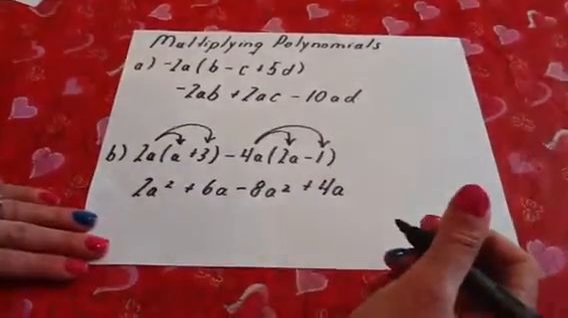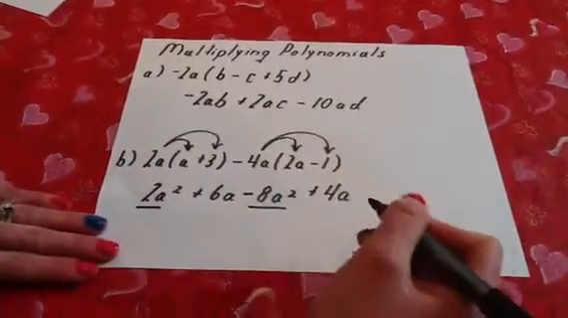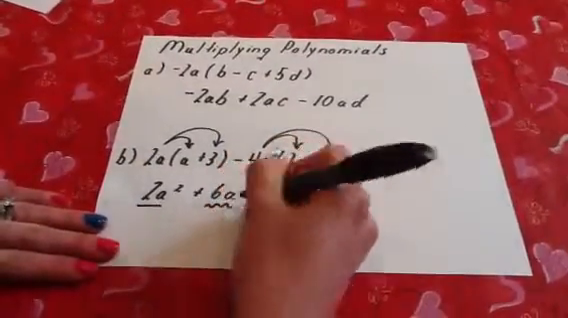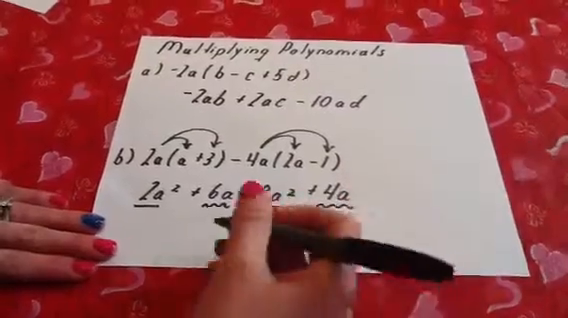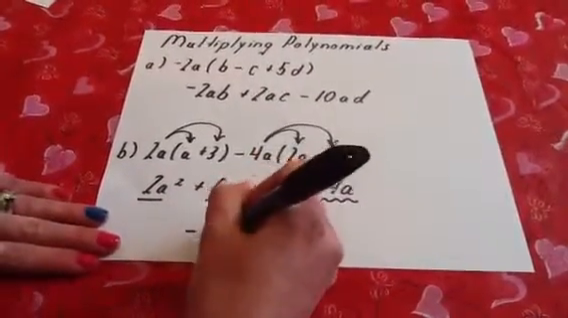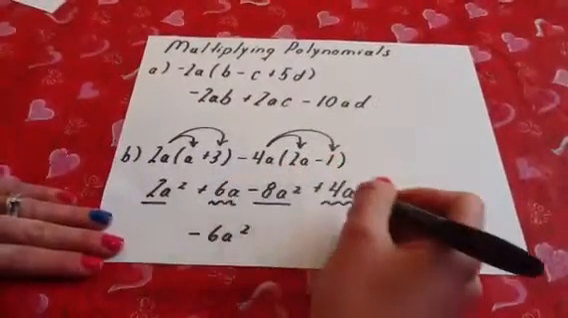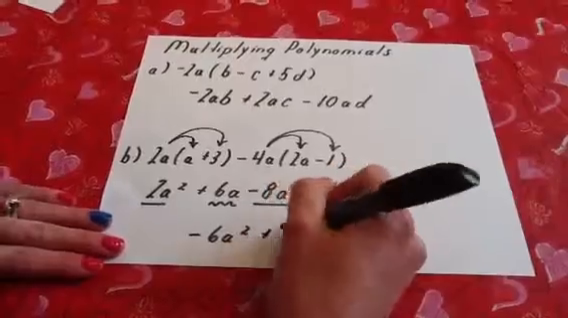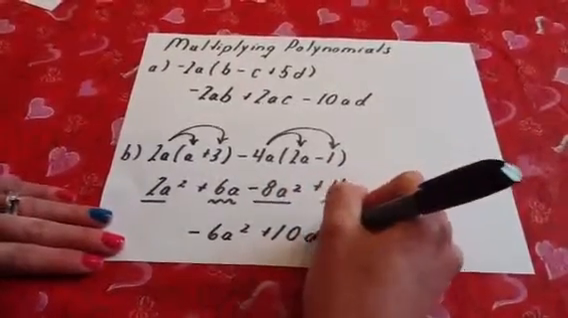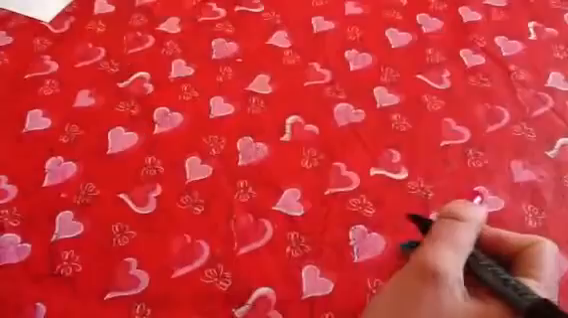And then last term's negative 4a times negative 1 becomes a plus 4a. And then we check if we have like terms, and we notice that the a squareds can go together, and then the a's can go together. So 2 minus 8 is negative 6a squared, and then 6 plus 4 is plus 10a. And then we're done.